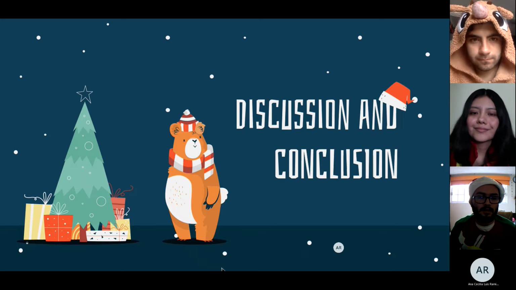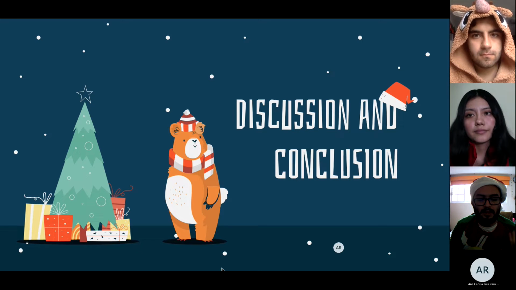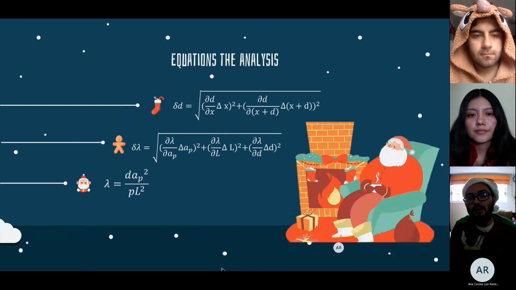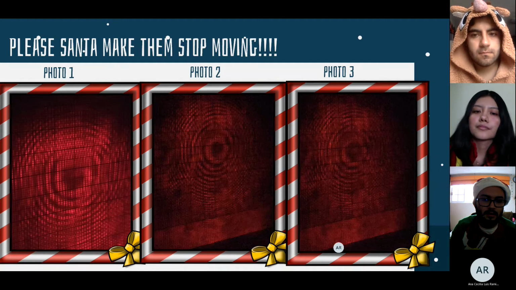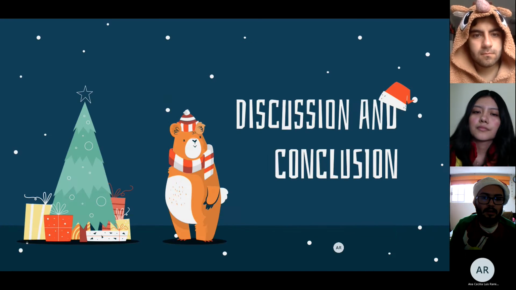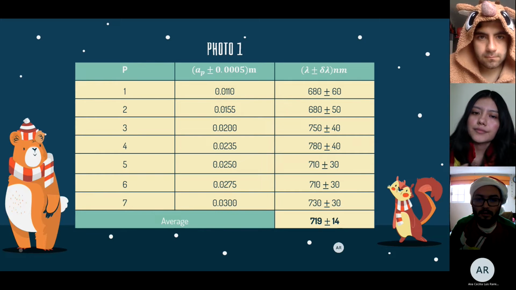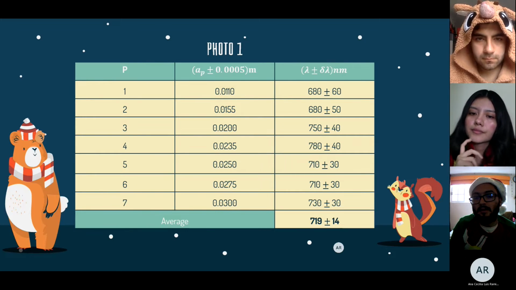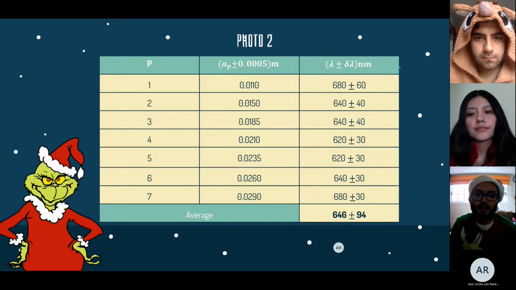For a quick discussion, we can see that on the first photo, we didn't get a value in the interval. However, we can see that it is the least clear on the minimum. So it makes sense that we get some value that is not in the interval. For the second one, we did get some values, but we did have some errors that were somewhat big.